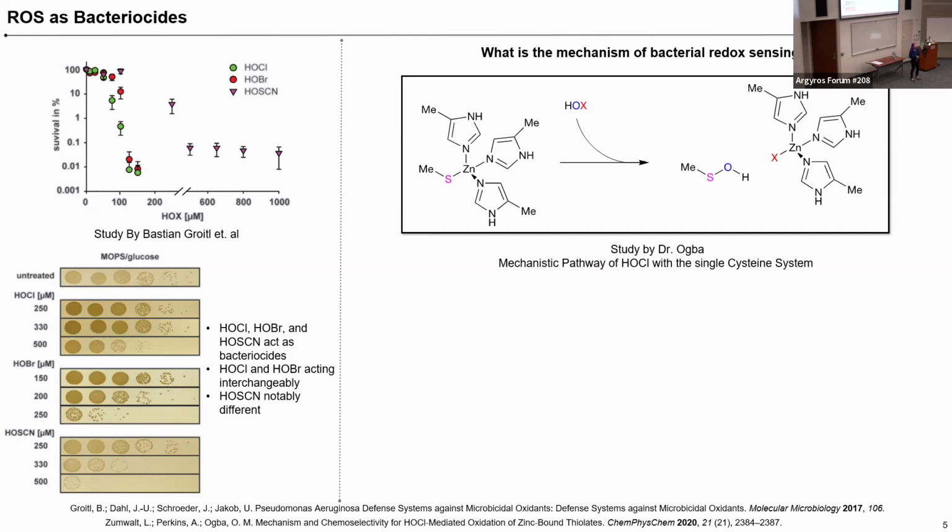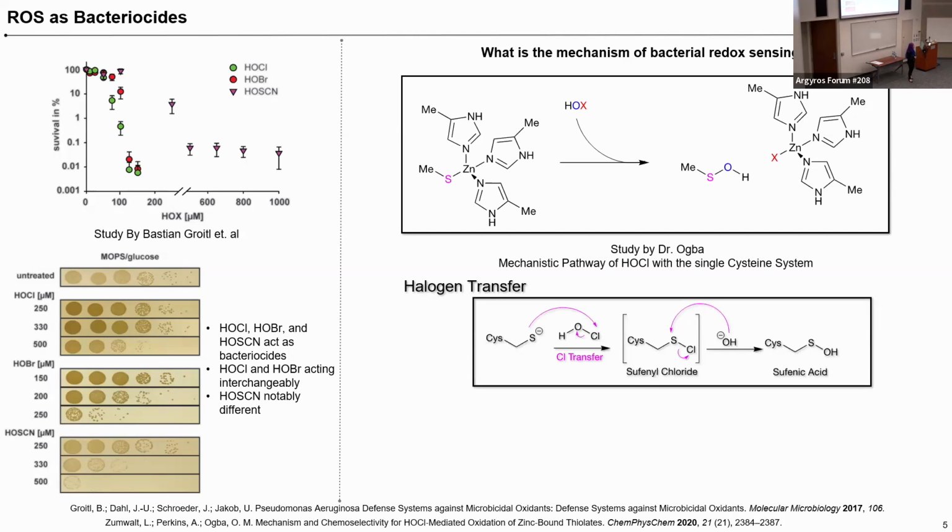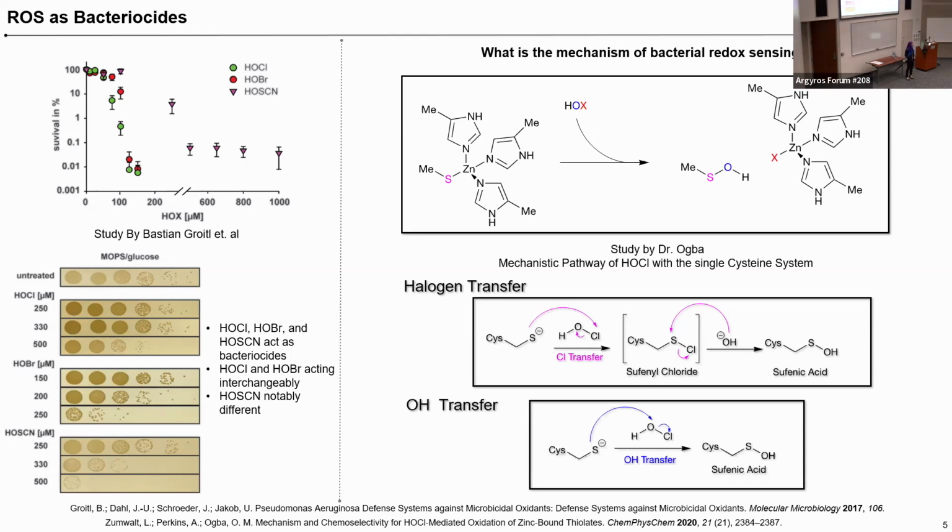In a study done by Dr. Agba, he computationally explored the pathway of HOCl with these zinc-sulfur complexes. In this study, he found that there were two transfer pathways. There's first a halogen transfer pathway, which goes through a sulfonyl chloride intermediate and then the formation of a sulfonic acid. There's also an OH transfer, which is more rapid and goes through forming a sulfonic acid. It was found in this research that the halogen transfer is the less thermodynamically favored pathway, and therefore my presentation today will focus on the OH transfer pathways.